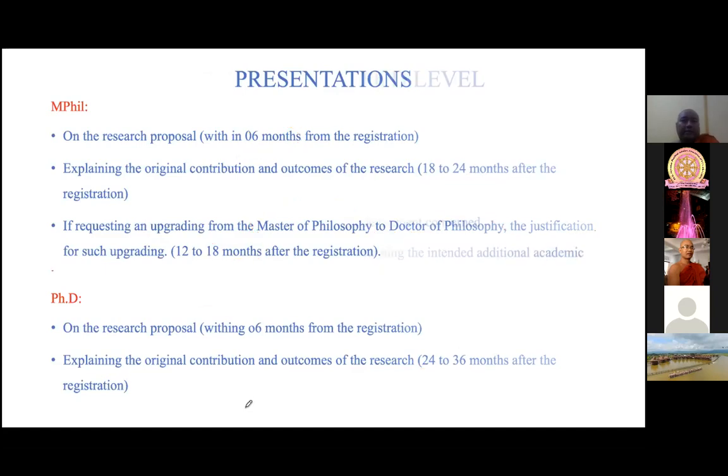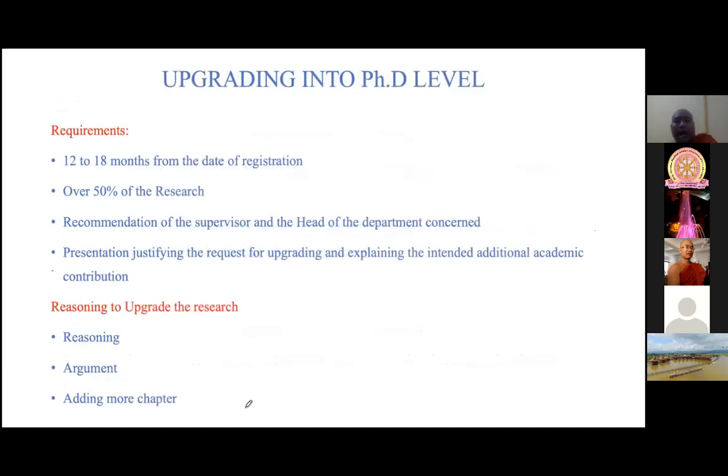Next slide, please. Requirements to upgrade into PhD level. To upgrade your MPhil level research into PhD level, there are requirements. Requirement means not the reason; requirement and reason are very different. First, 12 months from the date of registration. Even though they say 18 months, after 2 years you can upgrade it. It depends on the recommendation of your supervisor and the academic board.